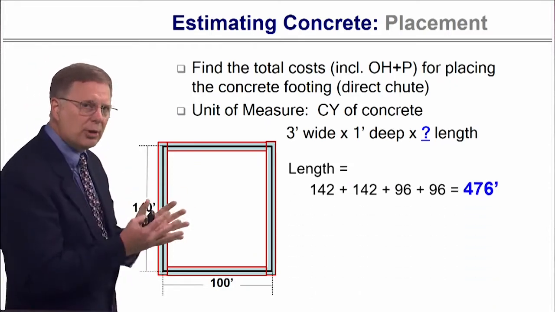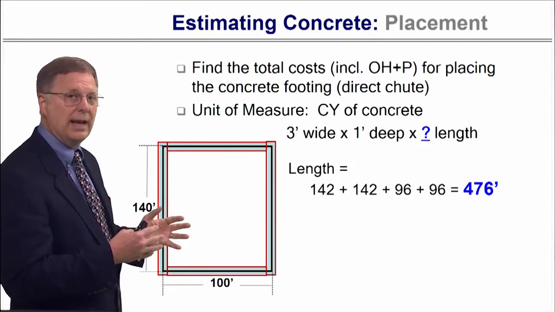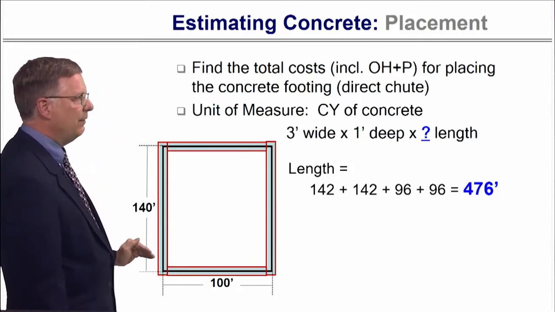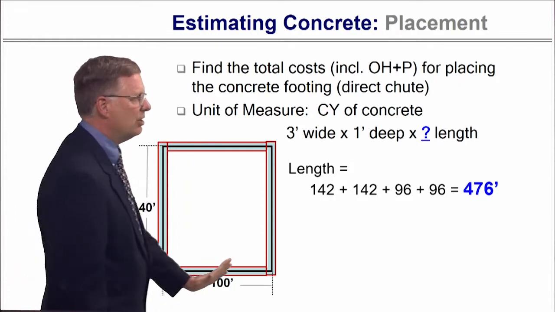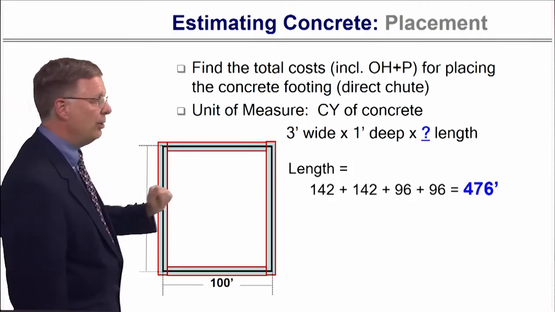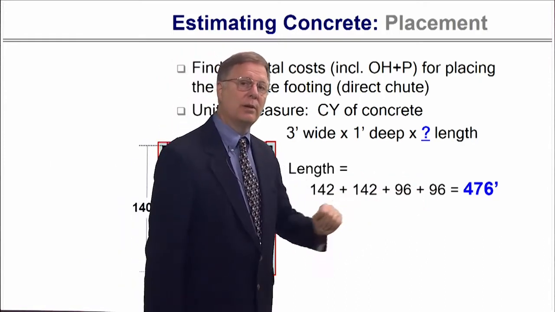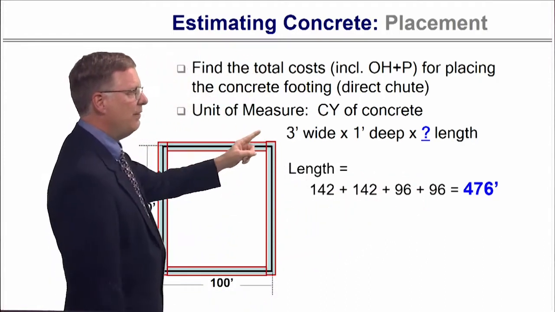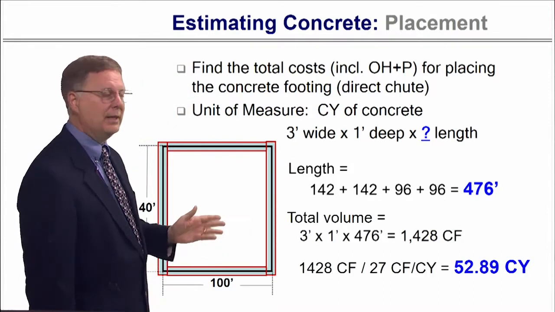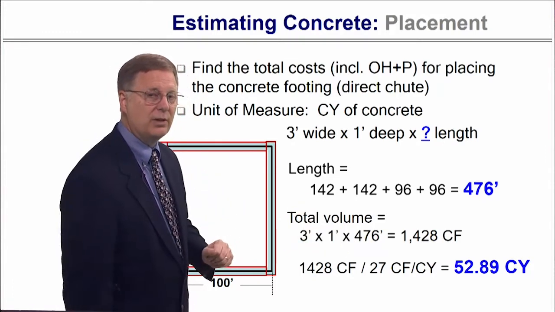So again, if the geometry doesn't make sense, back up a couple of slides when I started this whole example and revisit why these dimensions are what they are. But the length of footing in each case, I've got 2 sections that are 96 feet, and because these are coming from outside edge to outside edge, they're 142 for each one of those sections. My total length of this footing is going to be 476. And I know it's 3 feet wide and 1 foot deep. So my volume is 3 times 1 times 476. It's 1428.